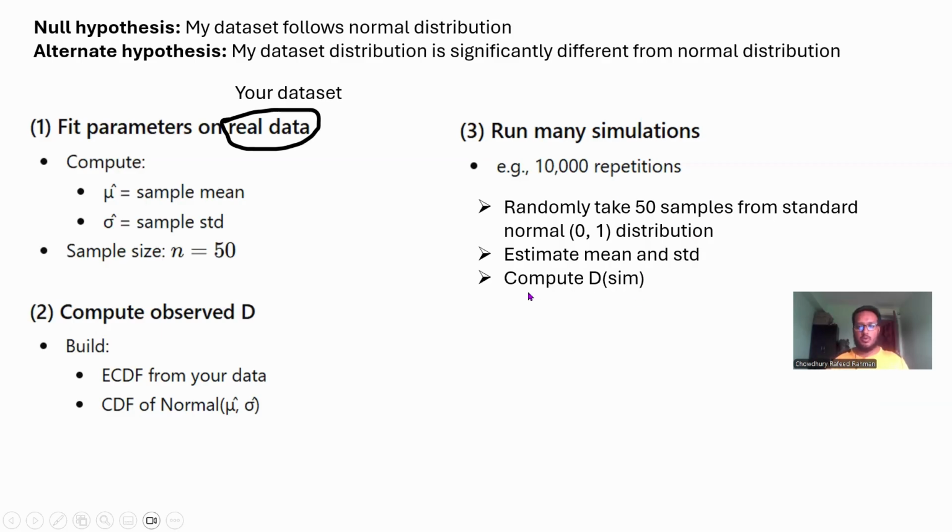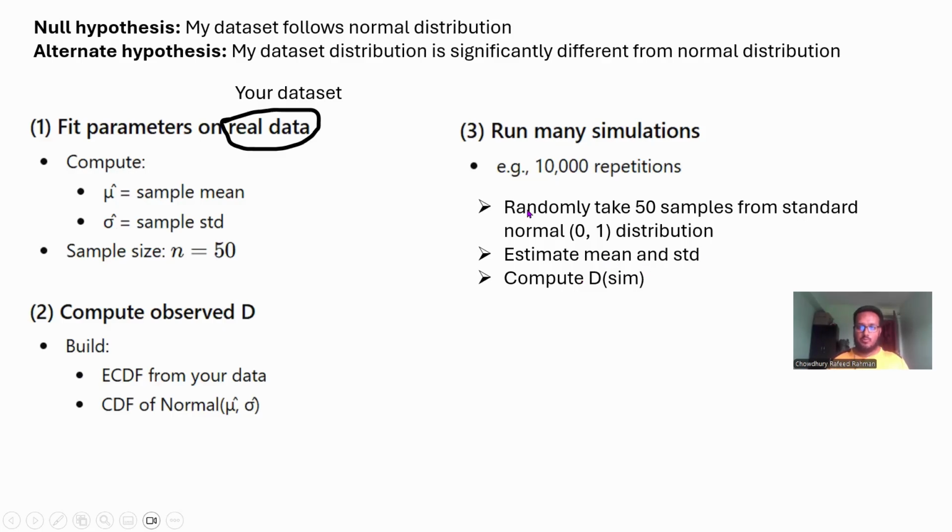After doing that, you are going to calculate D, right? So how would you get the D simulation? By using the normal distribution carrying this mean and standard deviation and using these 50 samples, just like point number one, you compute mu and sigma, and just like point number two, you get the D, right? But only this time those 50 samples are not your dataset, they are simulated, and the mean and standard deviation also come from the simulated data, and the normal distribution CDF is calculated from this mean and standard deviation.